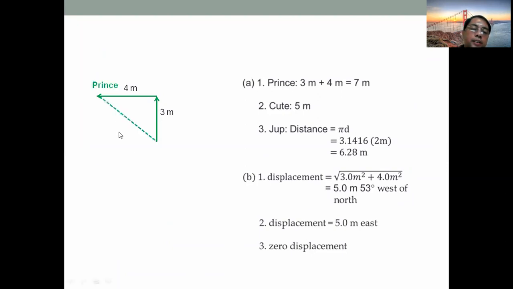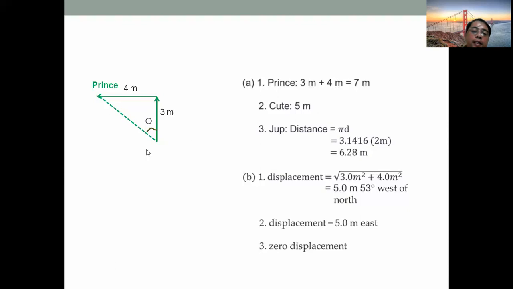Prince walked this distance, this dashed line. And that value is roughly, by graphical method, 5 meters, if you use your ruler and protractor. Now the angle is this one. This is west of north, and more or less, that's 36 degrees if you use your protractor from the north. So this is the displacement of the dog.